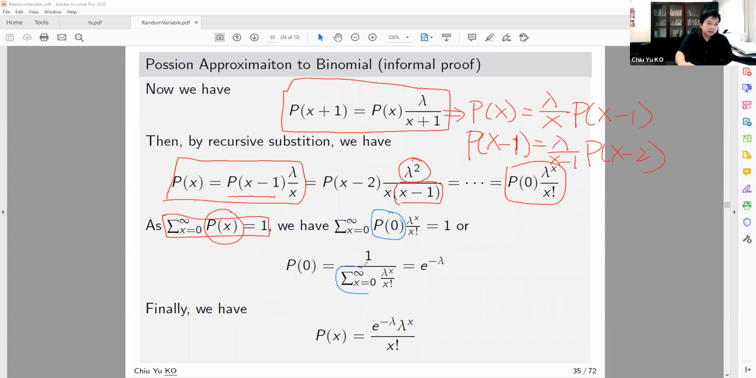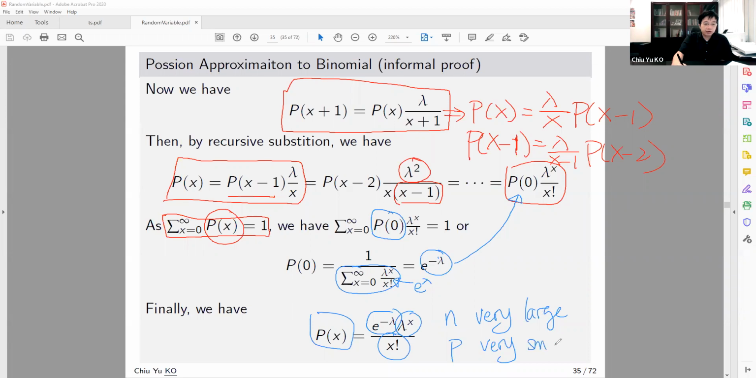And as we have seen, this guy is e to the power lambda, okay? And the inverse is negative. So you put this back into here. So that's why the Poisson, as an approximation of the binomial, is e to the negative lambda, lambda to the x over x factorial, when n is very large and p is very small. And that means it's a rare event, because p is very small.